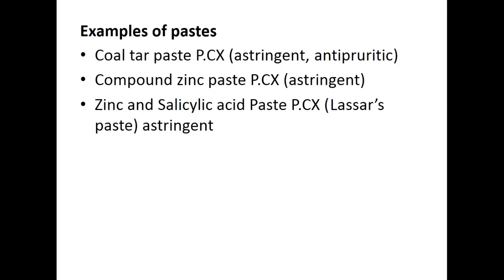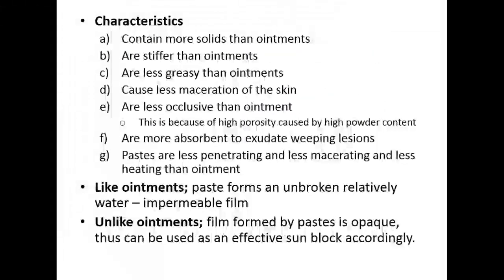Tuangalia types of paste. Hii hapa iko in term of lassar's paste or fatty paste. It is used in treatment of astringent. These are examples of paste, but there are more examples. These are some of them. But we are supposed to look at characteristics of paste compared to ointment, or the difference between ointment and paste. We know that paste contains more solid than ointment. That is the process of differentiating between paste and ointment.